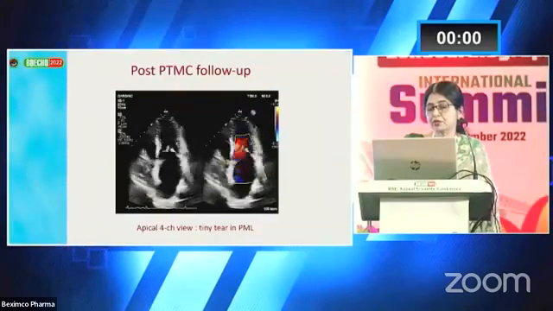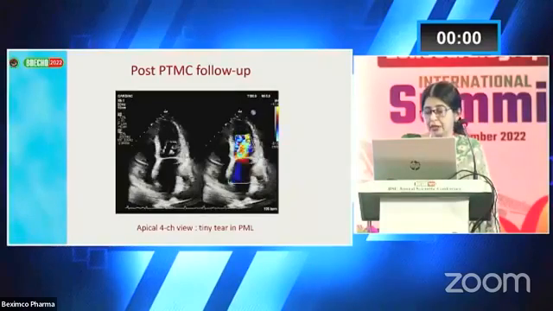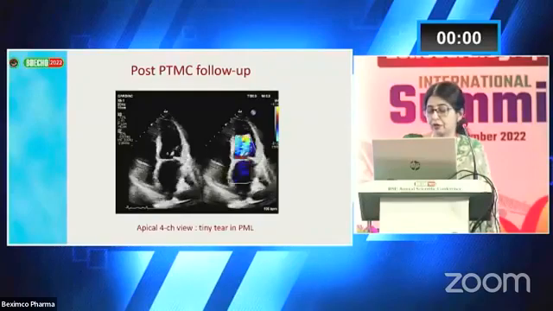So this post-PTMC follow-up in another case shows a minimal tear on the PML, but MR is just more than moderate, so we keep the patient under follow-up.